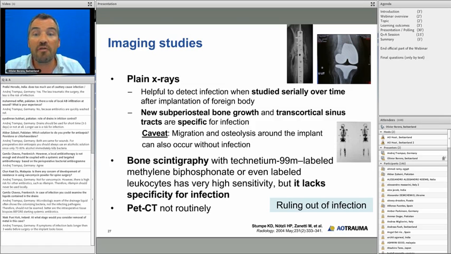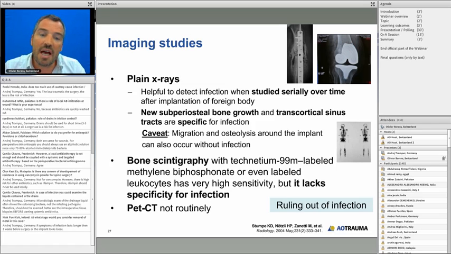If we have new subperiosteal bone growth, or a transcortical sinus, this might be a very good sign for an infection. But of course, there are other reasons that might lead to lysis as well. So we cannot rely only on x-rays, but they are extremely important for us to evaluate the stability of our construct.